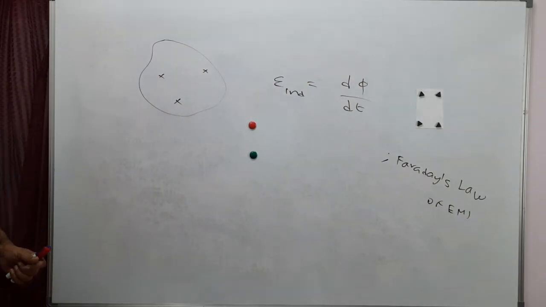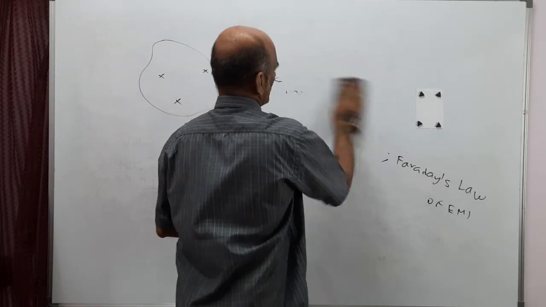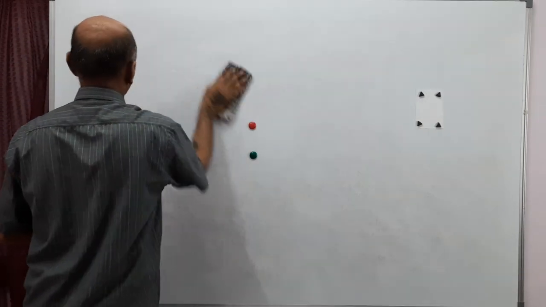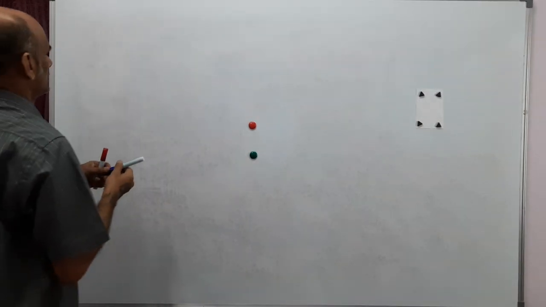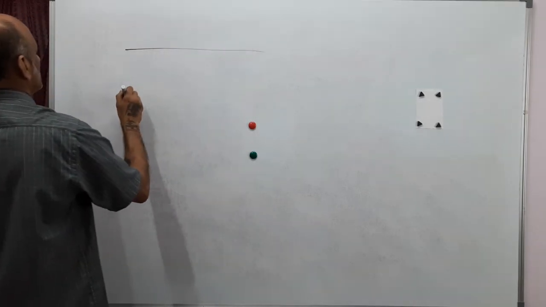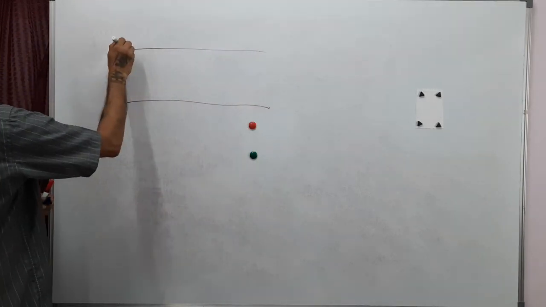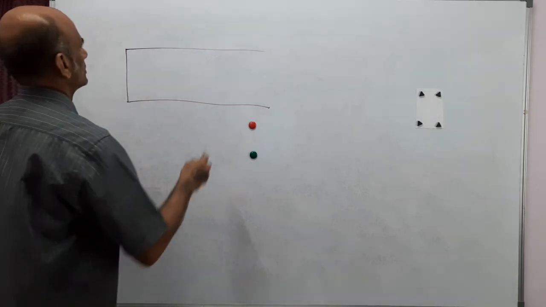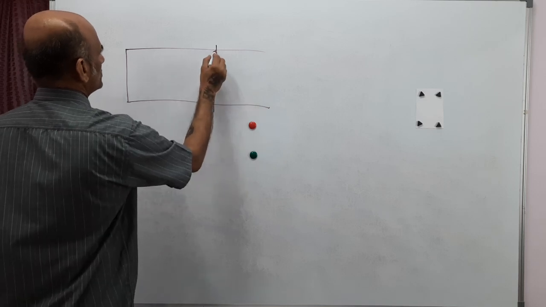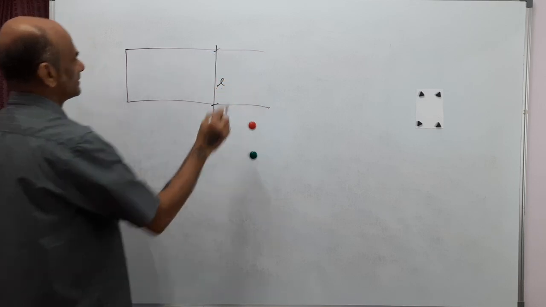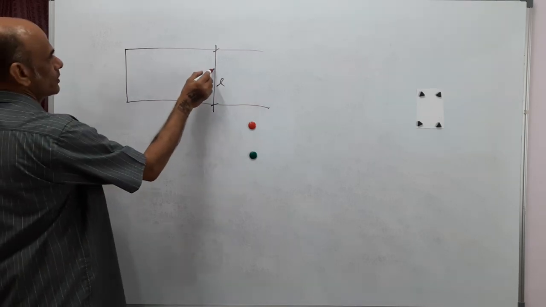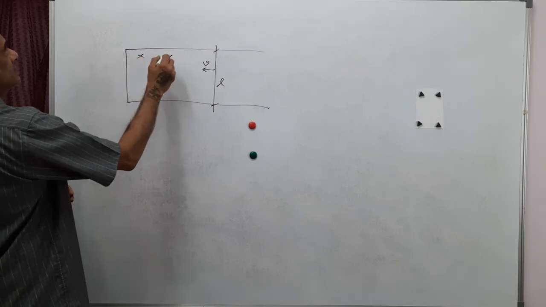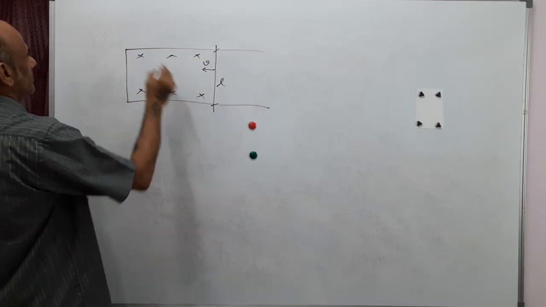Now consider this particular circuit. I have a horizontal conducting rail and there is a conducting rod, and the length between these 2 points is say L. Okay, and this rod is say moving inwards with a velocity V and there is a magnetic field say in this direction. It's a uniform magnetic field.